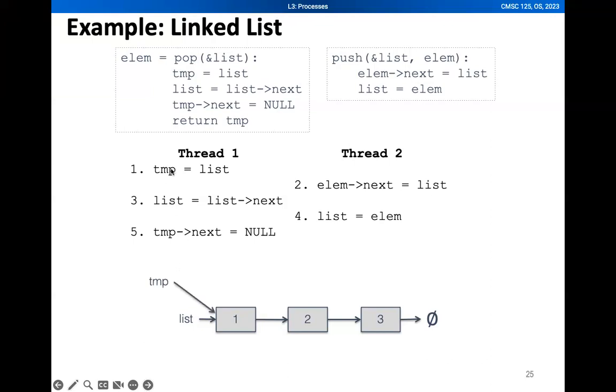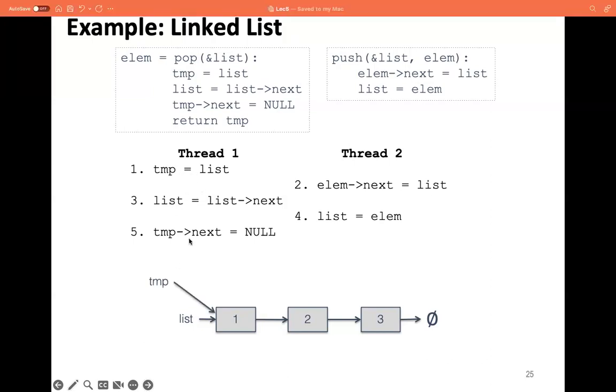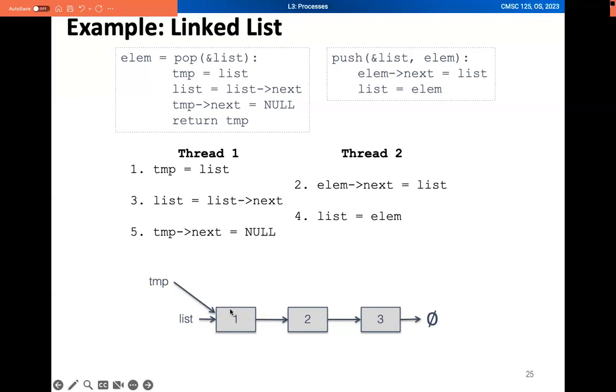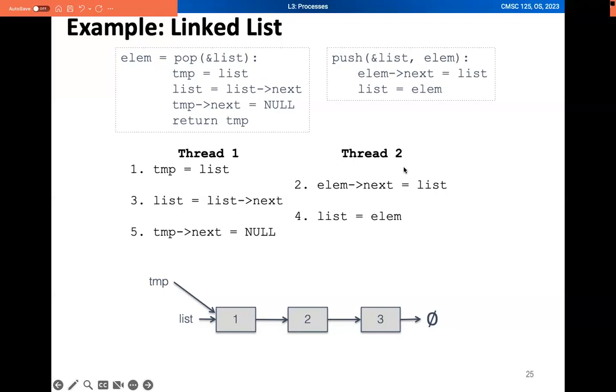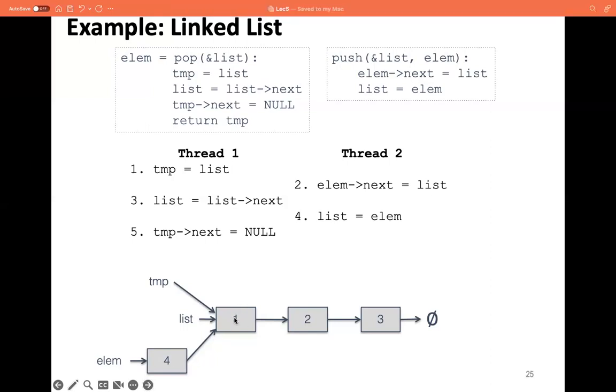Okay, so thread 1 executes first. We have a TMP, or temporary, that points to the head of the list. So it points to this node. And it gets context switched, and thread 2 will execute this code. We have a new node lm, and it points to the list. So its next pointer points to the top of the list, right? And now it gets switched again, and thread 1 will run.